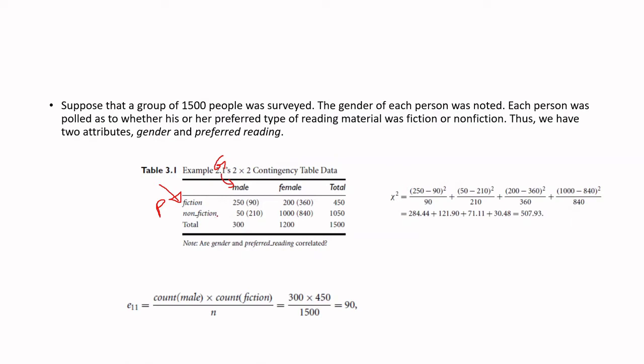Now, from the data set, you find out how many males read fiction. That in this case is 250. How many females read fiction? 200. How many males read non-fiction? 50. And how many females read non-fiction? It is 1000. Okay, so this is our contingency table. So from the data set, for each of the attribute pairs, you find out the counts corresponding to them.